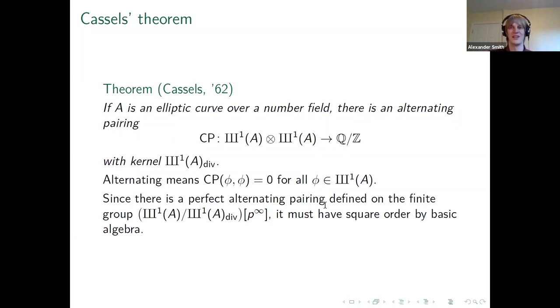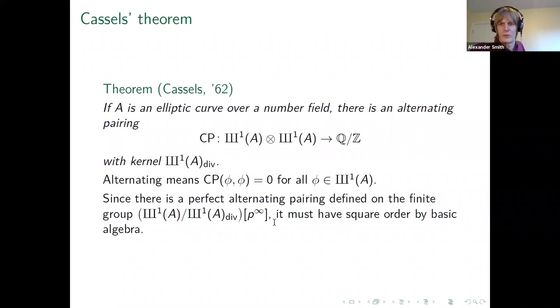You should think of this as an analog of the fact that an alternating matrix always has even rank in the context of vector fields. So just basic algebra allows us to go from the fact that this alternating pairing exists to the fact that Sha of A modulo its divisible part has square order. And I think it's fair to say that for a long time, this is why people mostly cared about the Cassels pairing: because it would be useful for answering parity questions like this.